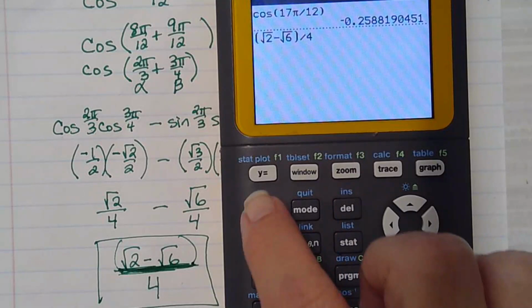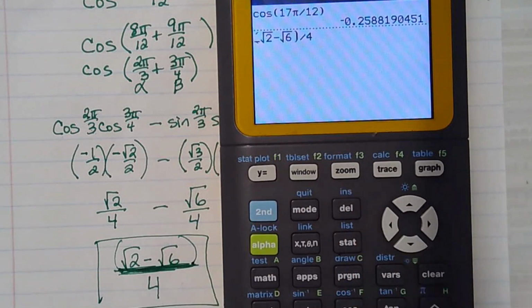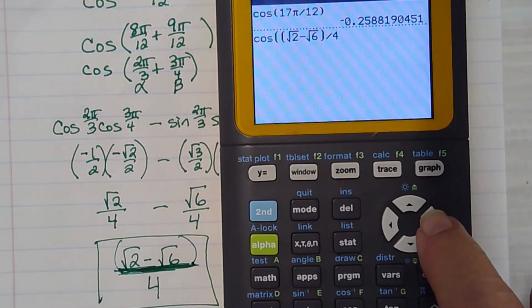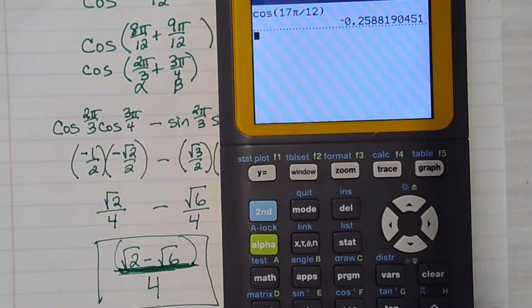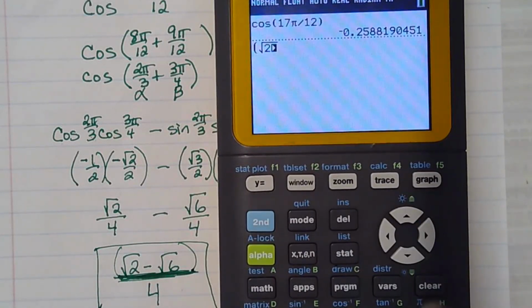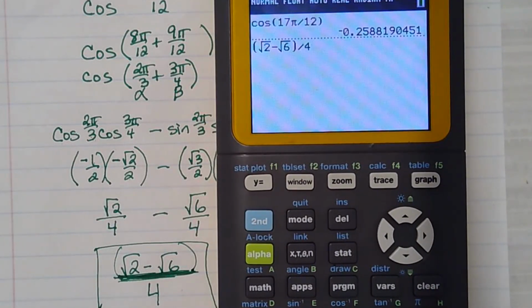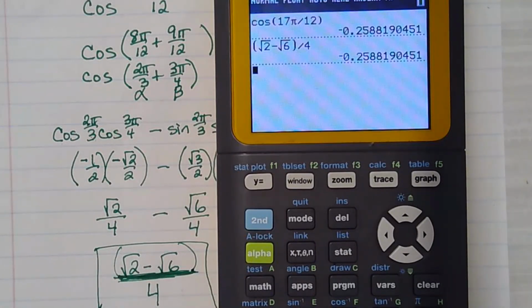So let me insert a cosine. No, Ms. Collier, what are you doing? I don't need a cosine. I was right the first time. I'm just typing this in. So sorry, everyone. Square root of 2, arrow, minus square root of 6, arrow, close parentheses, divided by 4, and just hit enter. And there we go. So we've checked our work.